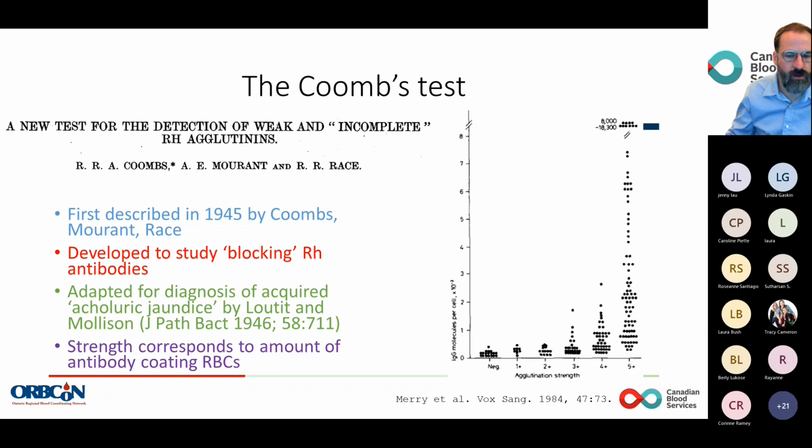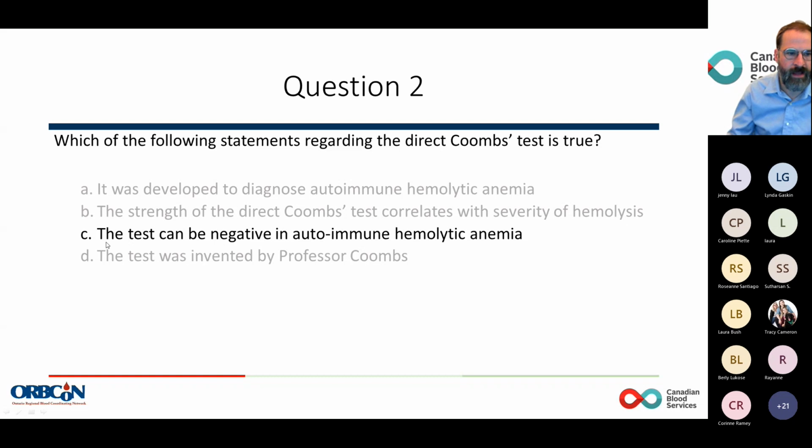So it doesn't really correlate strongly. The amount of hemolysis doesn't strongly correlate with the DAT strength. It's really a reflection of how much IgG is on there. So the best answer here is that the test can be negative in autoimmune hemolytic anemia. As we talked about in the earlier question, IgA, IgM antibodies or low affinity antibodies could be explanations for a negative result. So false negatives are possible in autoimmune hemolytic anemia. And I think we put this question here just to emphasize that the strength of the Coombs test doesn't correlate with severity of hemolysis.